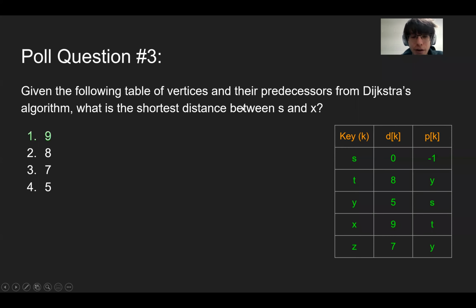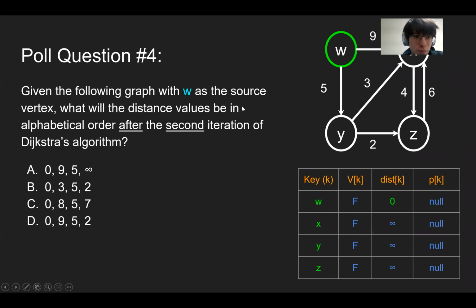All right. So that covers these 4 questions. Oh, actually, there's one more. Or maybe a couple more. Given the following graph with W as the source vertex, what will be the distance values in alphabetic order after the second iteration of Dijkstra's?